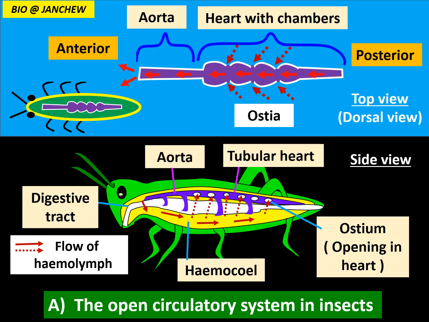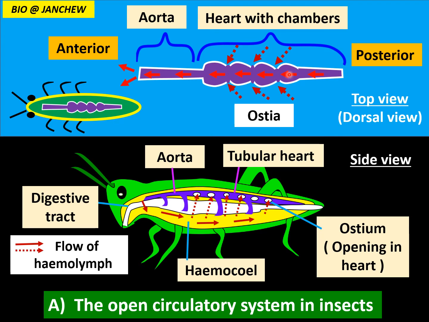Here are some additional diagrams of the open circulatory system in insects. These diagrams are similar to the ones in your textbook. I will explain them so that you can understand them better. Now, the first diagram shows you the dorsal view of the heart. That means the top view. When you look at the cockroach from the top, as it is running around on the floor, that's the dorsal view. So we can see that the heart consists of many chambers. In the cockroach, there can be up to 13 chambers in the heart.